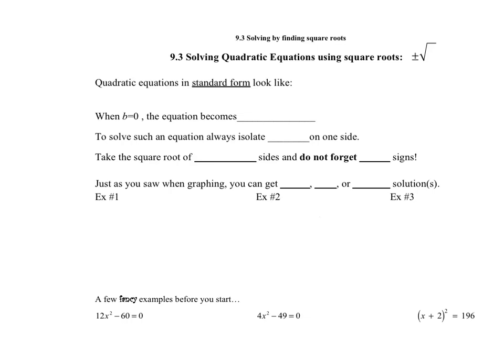Quadratic equations in standard form look like ax squared plus bx plus c. But when b is equal to 0, the equation becomes much simpler to solve. It becomes solvable using square roots.